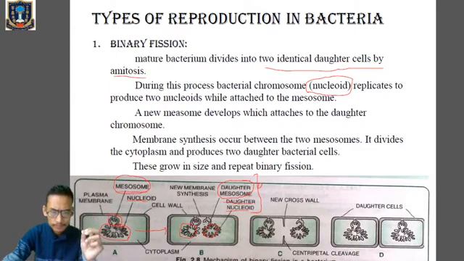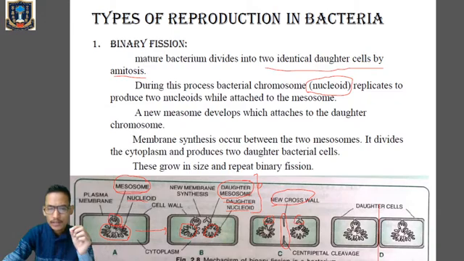Clear? Then after the formation of the daughter nucleoid and daughter mesosome, there will be formation of a membrane, a new cross wall. Can you see over here? A membrane formation occurs between the two mesosomes. Clear? And this membrane formation keeps on growing till it divides the cytoplasm. Can you see over here?